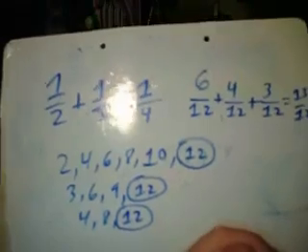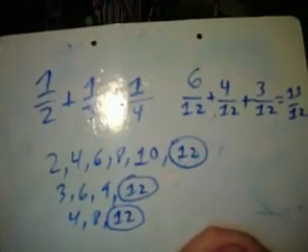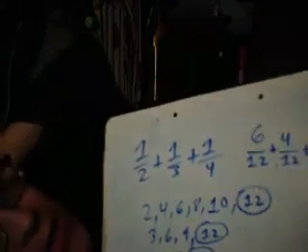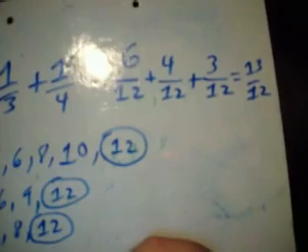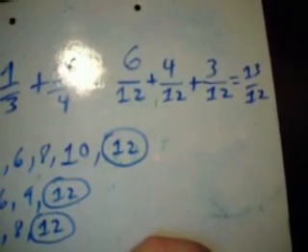Now you can add them together. 6 plus 4 plus 3 is 13. So 13/12 is your answer, and that becomes 1 1/12 if you wanted to reduce it down. And that's your answer. Now you know how to do the lowest common denominator. I will tell you more in a future video, so stay tuned.